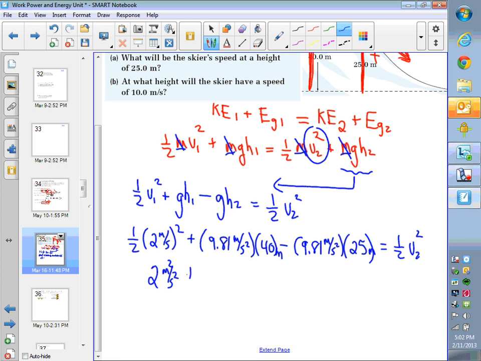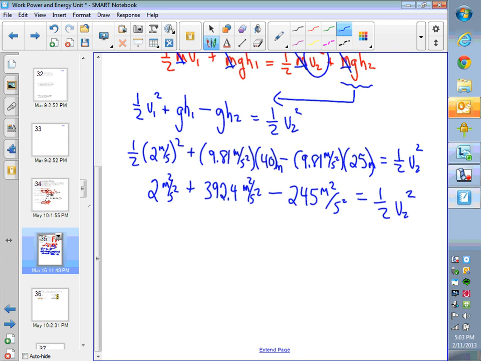So then we take 9.81 times 40, you get 392.4 meters squared per second squared, minus 245 meters squared per second squared. These all would have been kilogram meters squared per second squared. However, the kilograms canceled out because we didn't have a mass, just by the way. So that's still equal to 1/2 V2 squared.